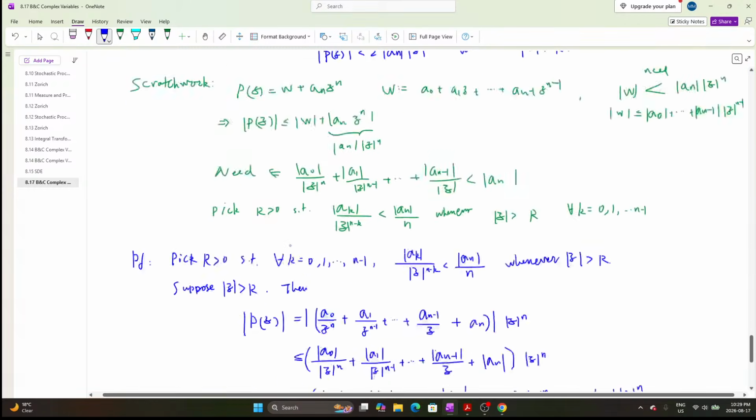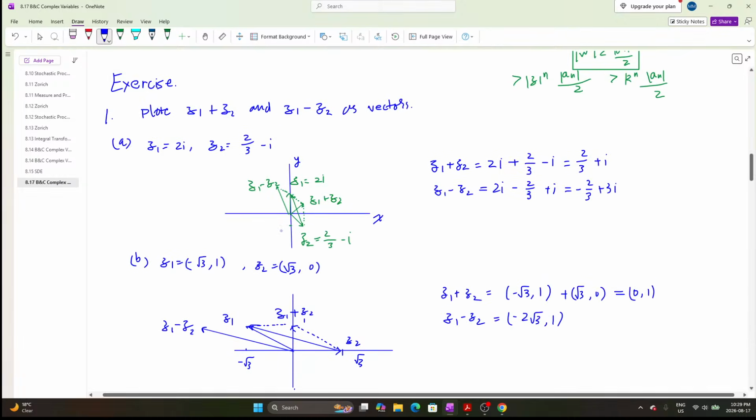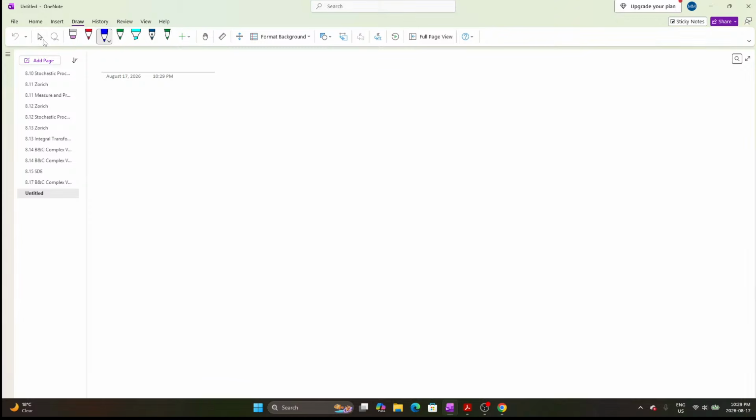We can now start a new section. Actually, I think it's probably a good idea to start a new note, which is August the 17th, Brown and Churchill, complex variables. So the next section is on complex conjugate, section 6. We're still in chapter 1. Okay, complex conjugate.